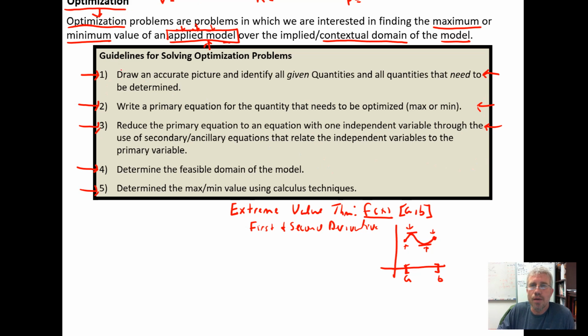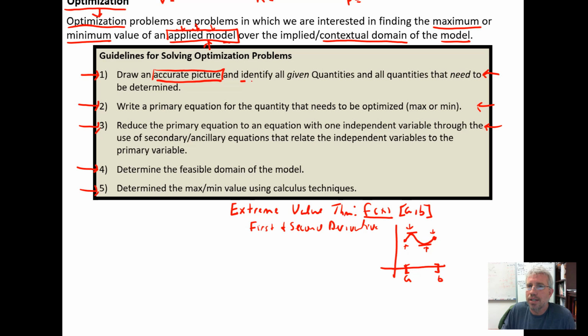So the first step in solving an optimization problem is we want to draw an accurate picture of the situation, as always. That's one of the things that's been missing from the homeworks and gets marked down on exams. So you are expected to draw an accurate picture. It can't be floofy. So if it's a tree, I don't want to see a picture of a tree. You want to abstract it as a vertical line. So you draw an accurate picture that abstracts the problem.